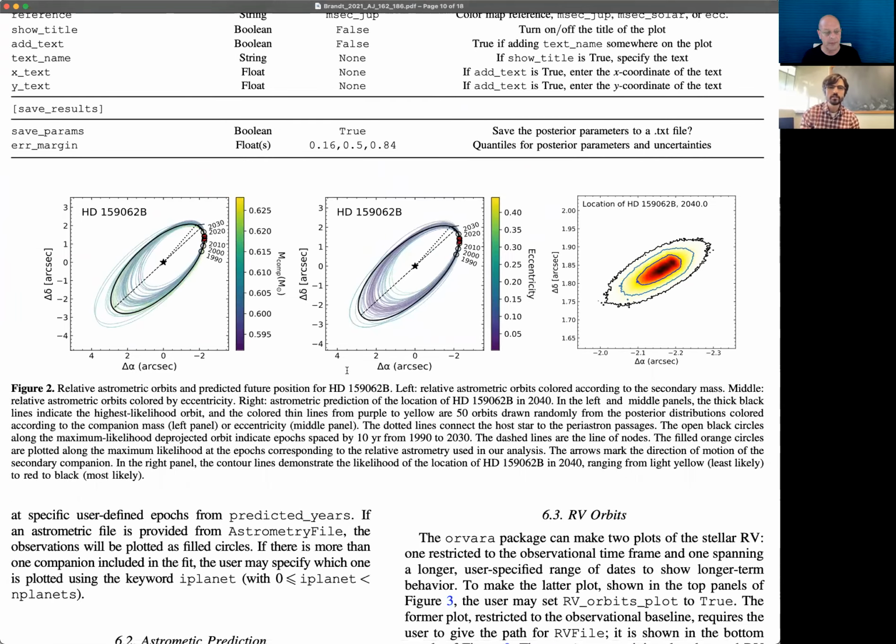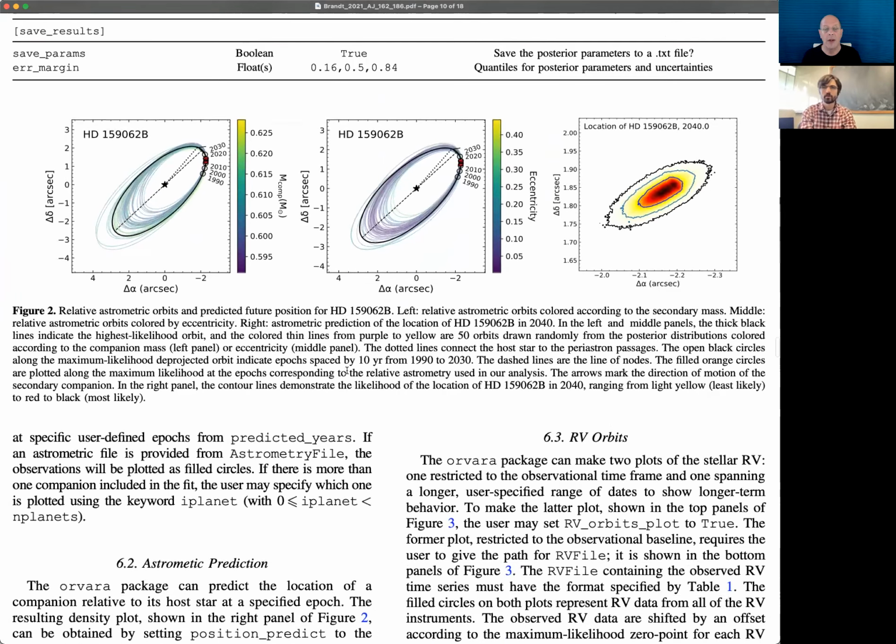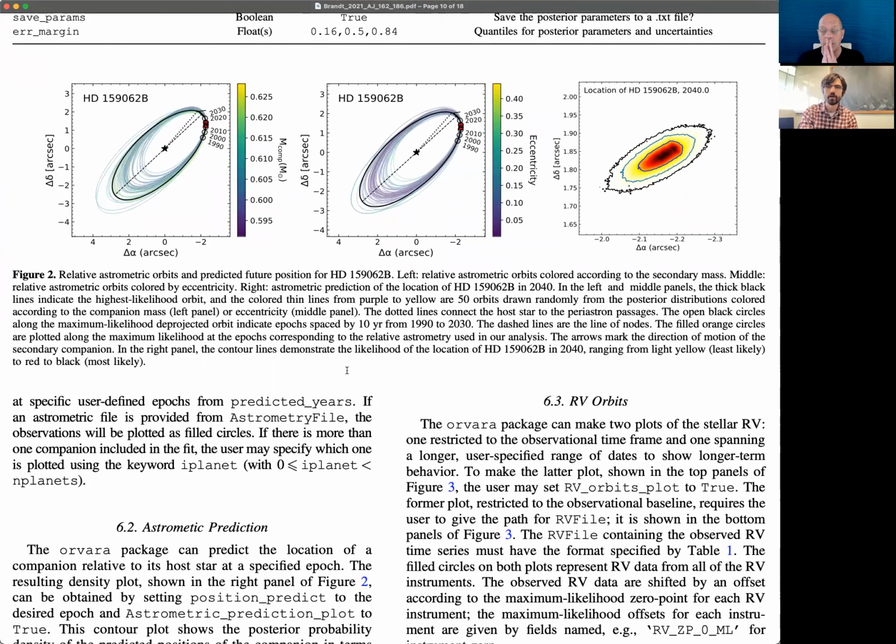Awesome. So these plots you can make with a single command once you have your file configured, and it will just write them out for you. There are a couple more plots on the next page.